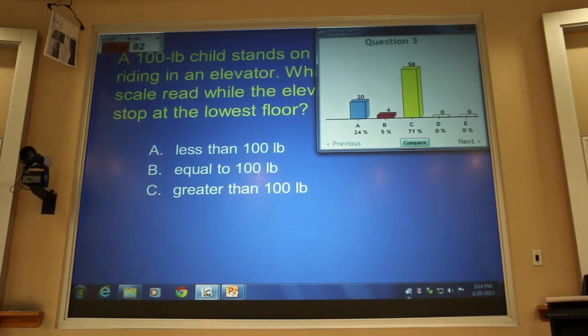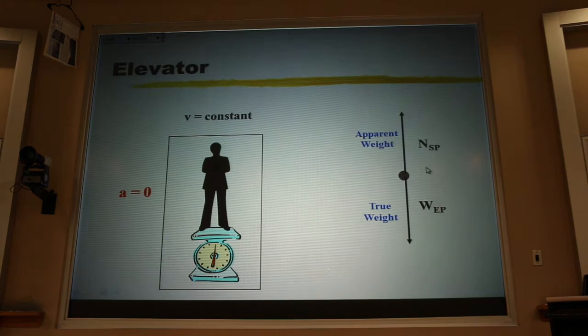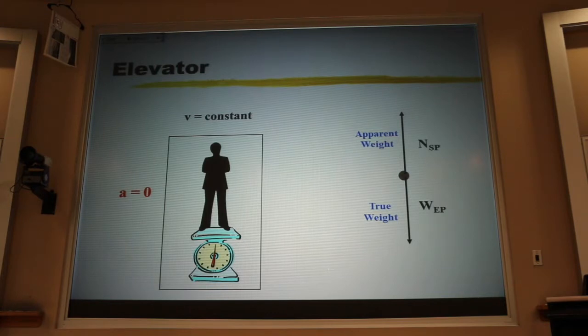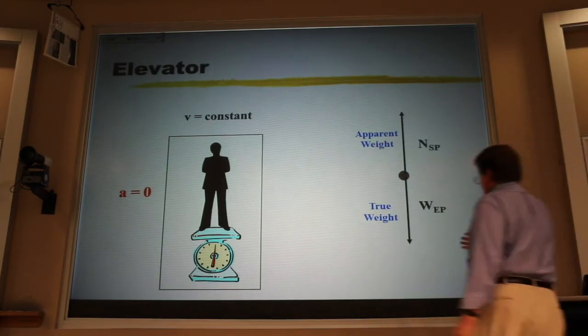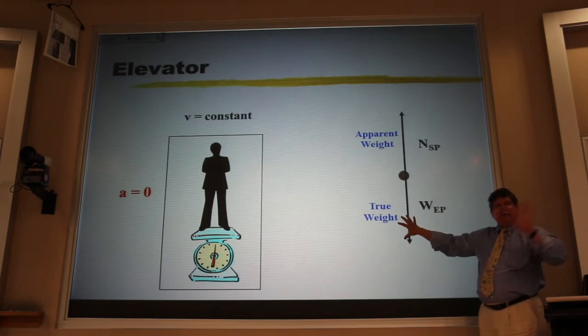Good. The answer is greater than. Okay. Now, what we talked about was that there were two forces acting on the person. There's the true weight. That's the gravitational force. It can only be changed through diet and exercise. It's the mass, which stays constant no matter where you go in the universe, times the gravitational field strength, which is 9.8, call it 10, here on this planet.